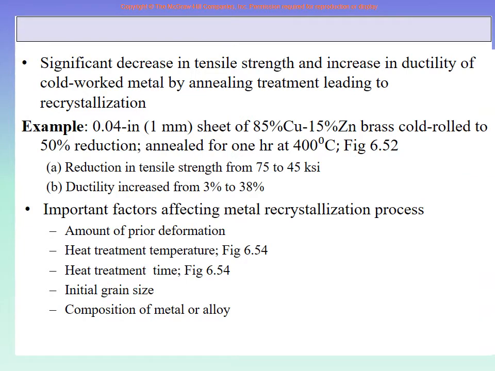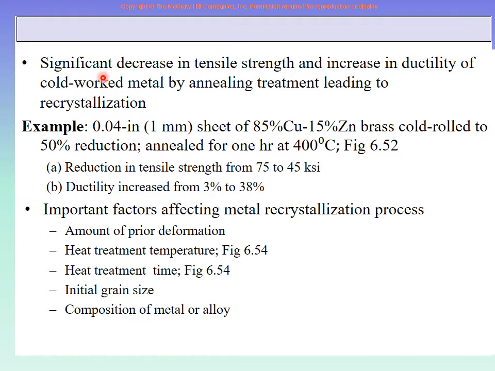Here we are still doing the same thing, but as an example, they are saying that a 0.04 inch sheet of 85% copper, 15% zinc brass has been cold rolled to 50% reduction and annealed for 1 hour at 400 Celsius. They will show you in the next figure. This is now a real example, not a schematic. This is an alloy, and by alloying we already know that the strength has been increased compared to pure copper. Then it was cold rolled, and 50% is a large thickness reduction, so its strength has increased even more.